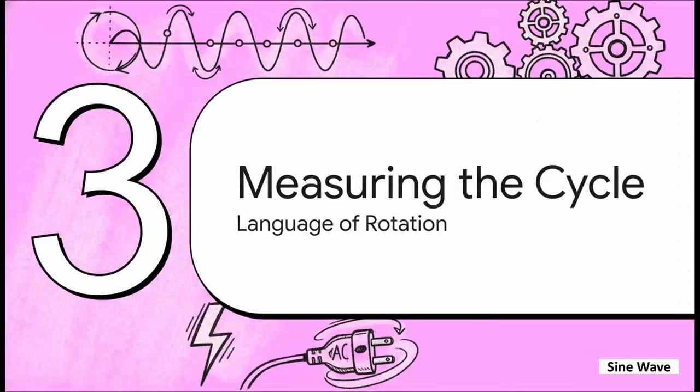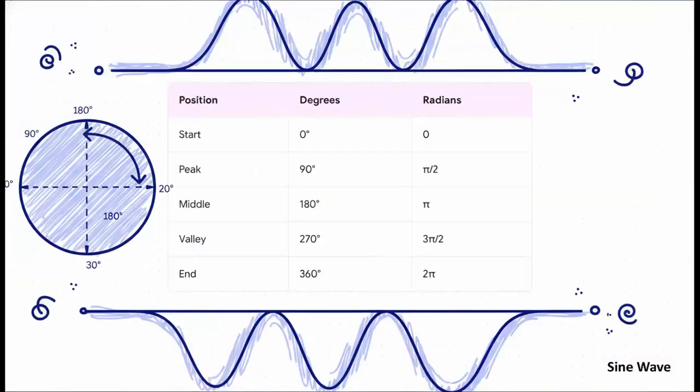So how do we talk about a specific point along the wave's path? Well, since the whole thing comes from a circle, it just makes sense that we use the language of rotation to describe it. We can measure our progress around the cycle in degrees, just like a circle. 0 degrees is the start, 90 is the very peak, 180 is when it crosses the middle again, and a full 360 degrees brings you all the way back to the beginning. Now, you might also see this other unit here called radians. Don't worry about the name, they both just measure the exact same thing, exactly where you are in the cycle.